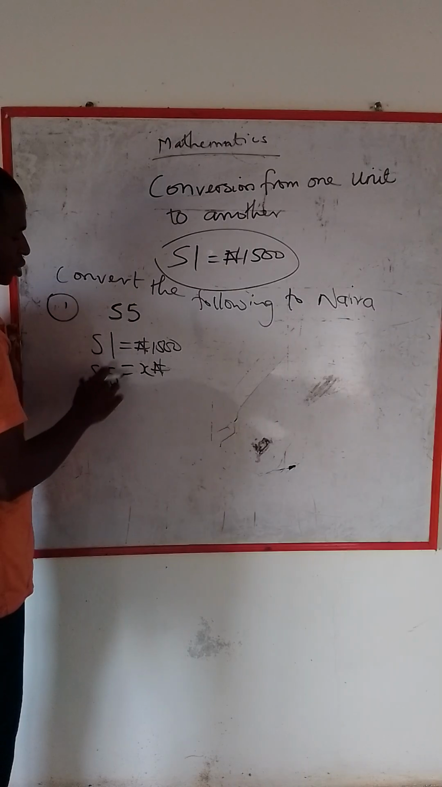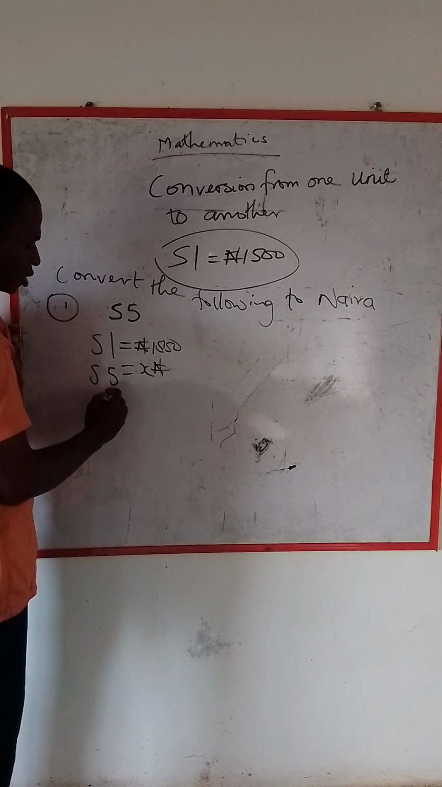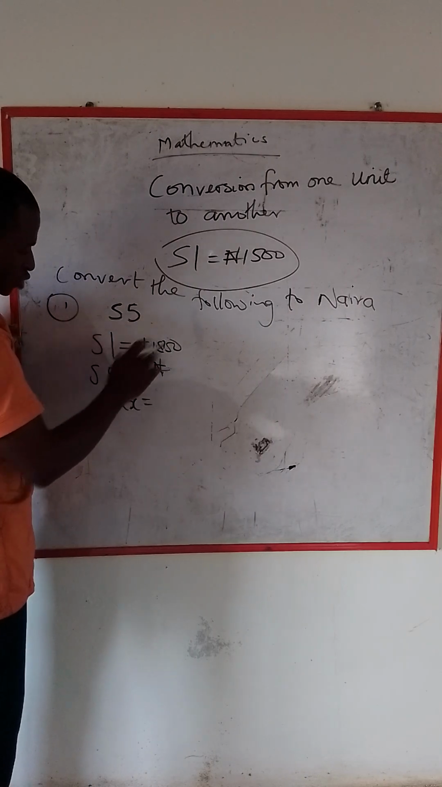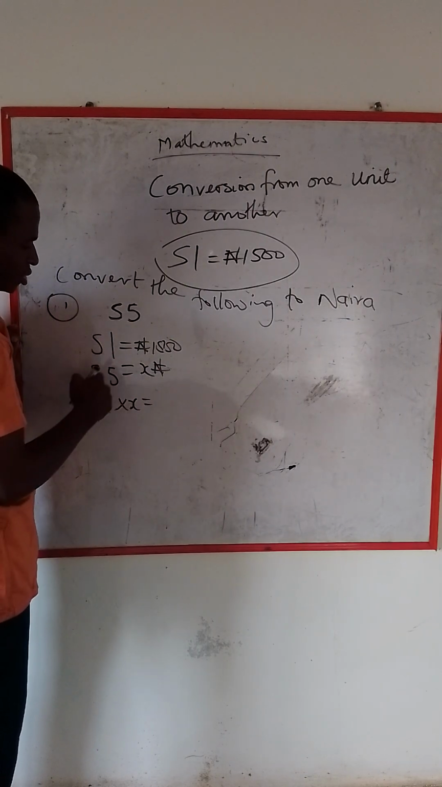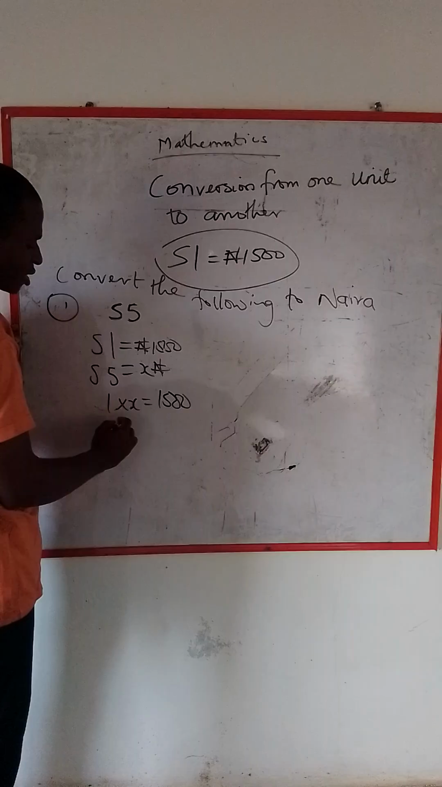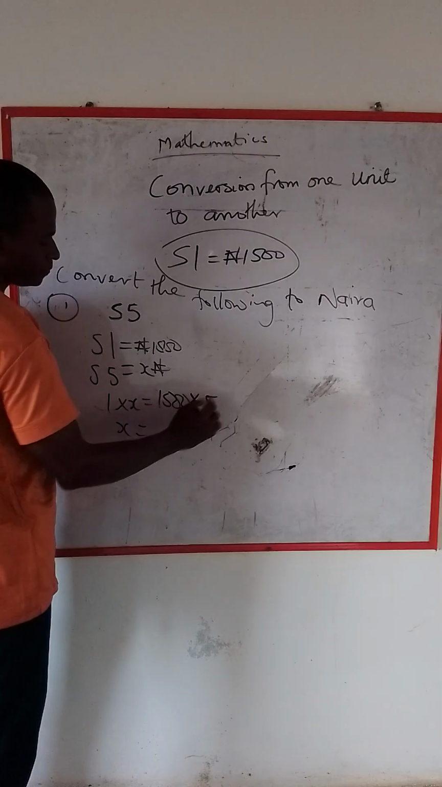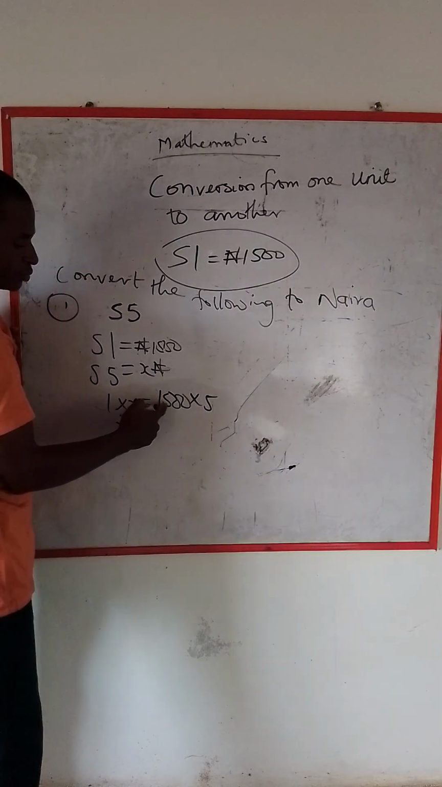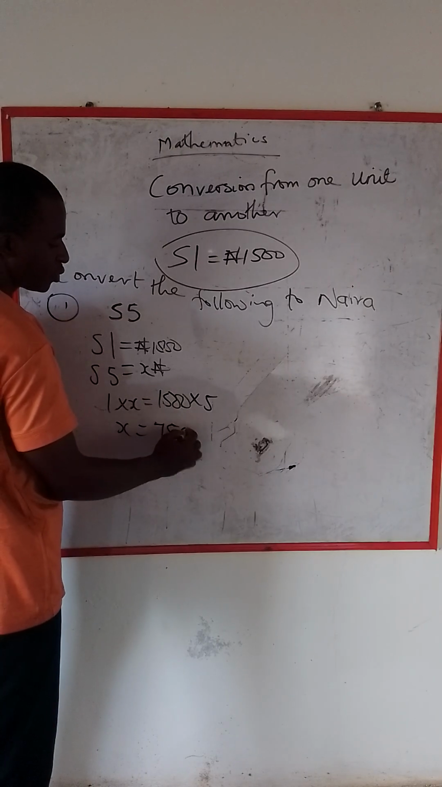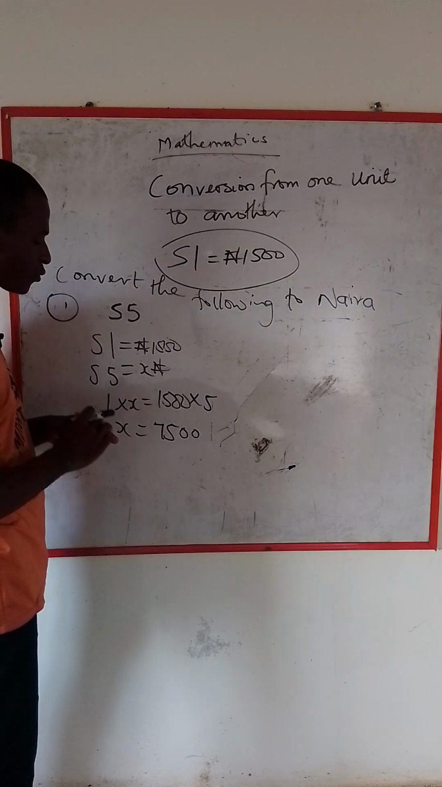So what we are going to do is 5 times 1,500, X times 1. That is cross multiply, 1 times X, then 5 times 1,500. When we do that, 1 times X is what? X. Then 5 times 15 will give us 75. Then 5 times 0, 0 will give us 0, 0. So we will now see that our X is equal to 7,500.